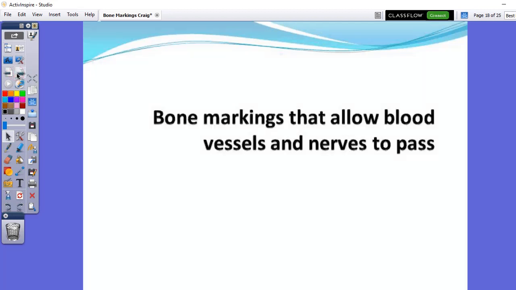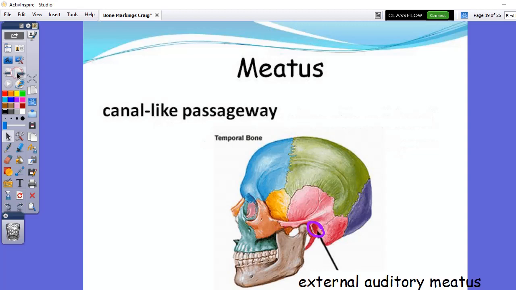The last set of bone markings that we're going to do are bone markings that allow for nerves and blood vessels to pass through them. This would obviously have to be a groove through a bone, a hole through a bone. There has to be some way for a blood vessel or a nerve to travel against, down, or through the bone. First one is called a meatus.